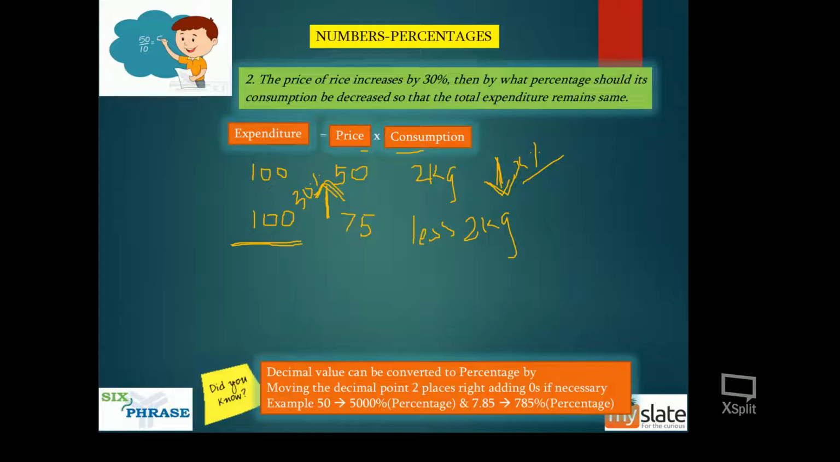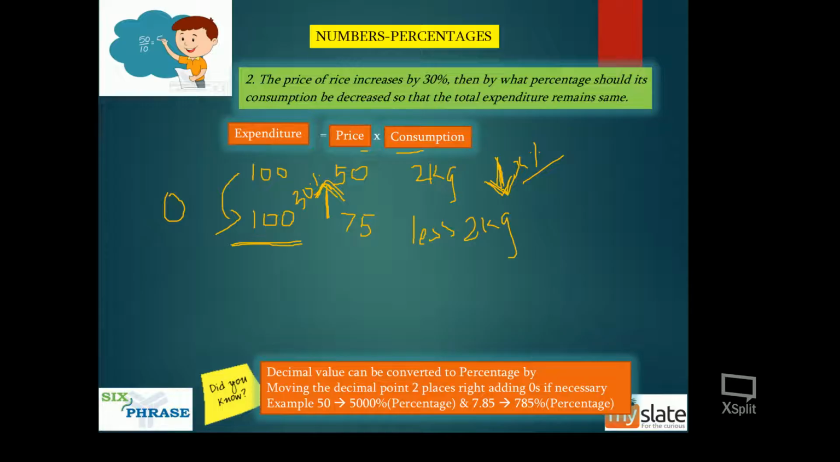Yes, exactly. We are dealing with successive percentage change. But the only thing is here, what is the result of the successive percentage change? Zero, because there is no change. By applying this 30 percent increase and the X percent decrease, the final change is zero because expenditure remains the same. So this is what you have to apply in the formula.